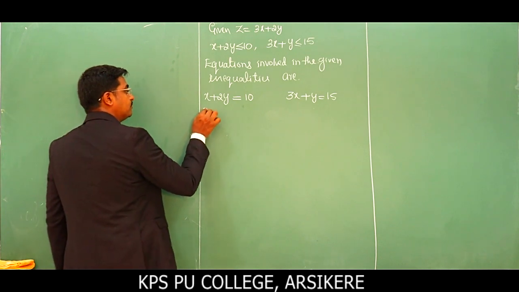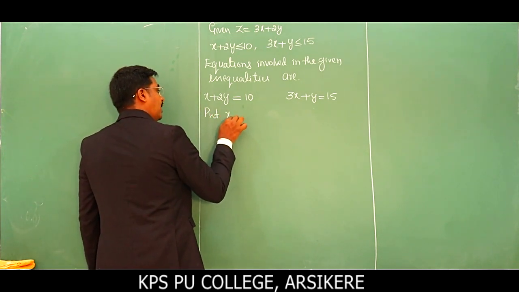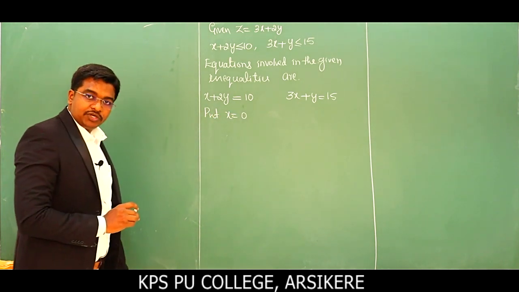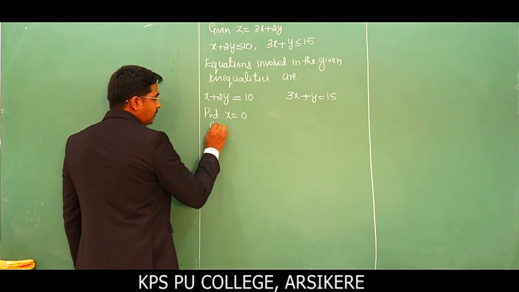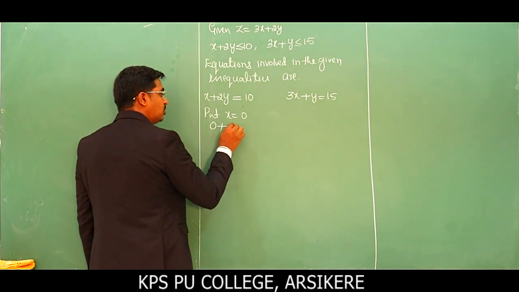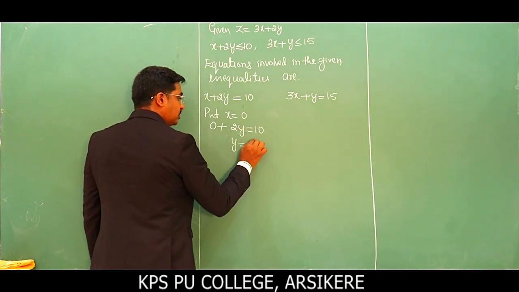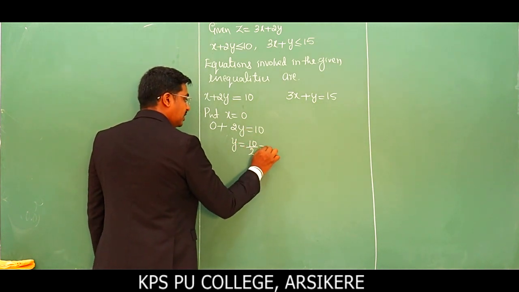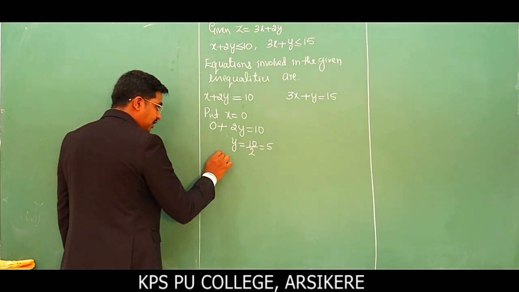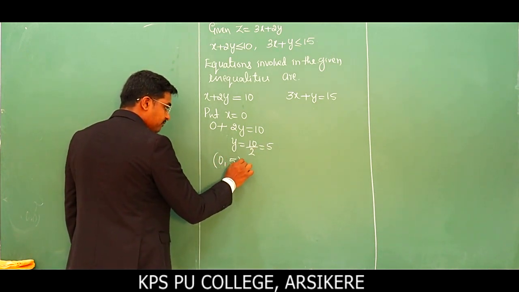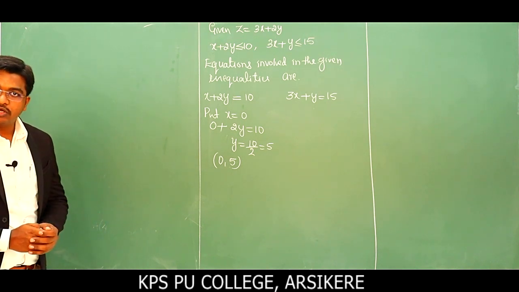Okay, put x is equal to 0. Now substitute x is equal to 0. This equation becomes 0 plus 2y is equal to 10. Y is equal to 10 divided by 2, you get here 5. So what is the corresponding point here? 0, 5. First point ಏನು ಬಂತಪ್ಪ ನಮಗೆ 0, 5.